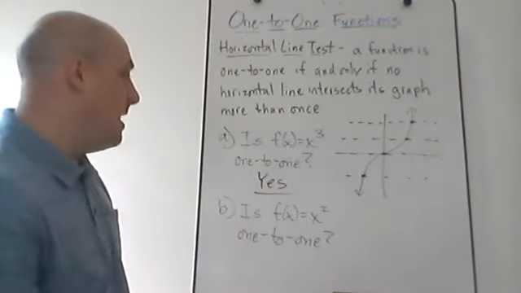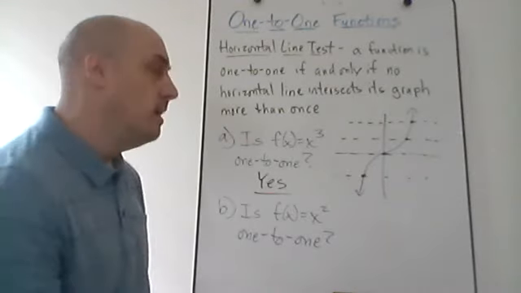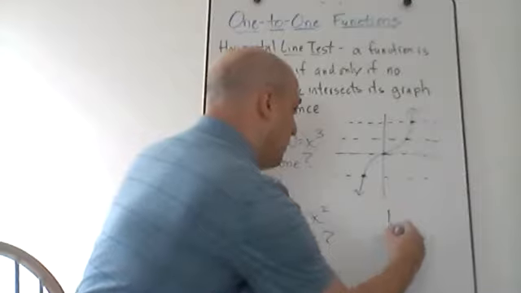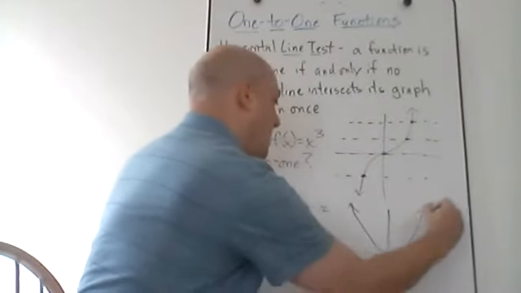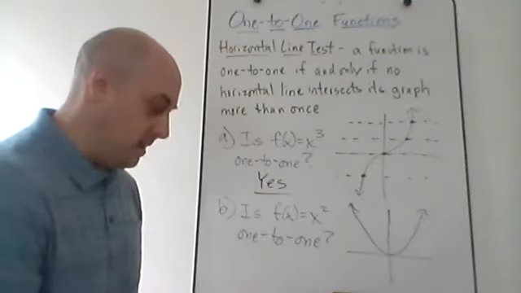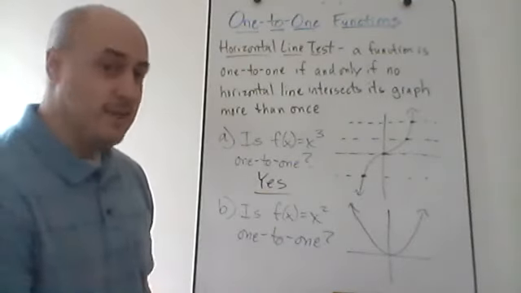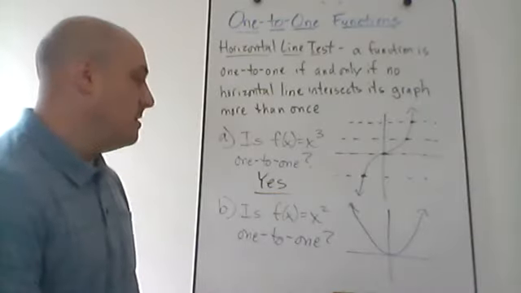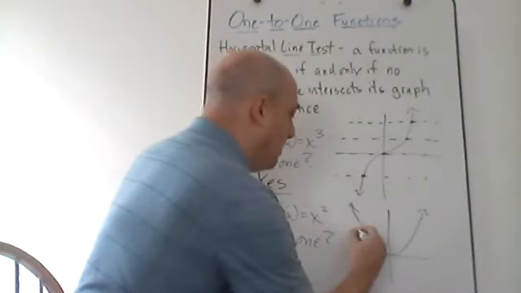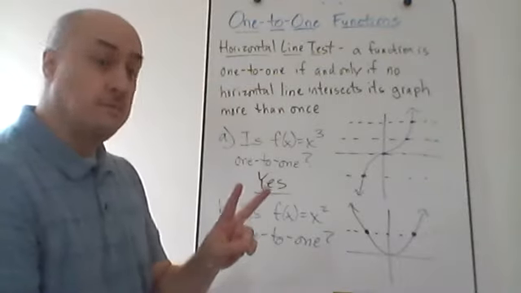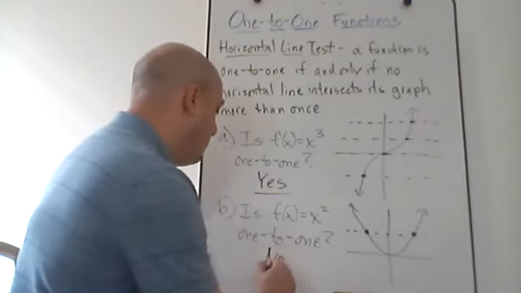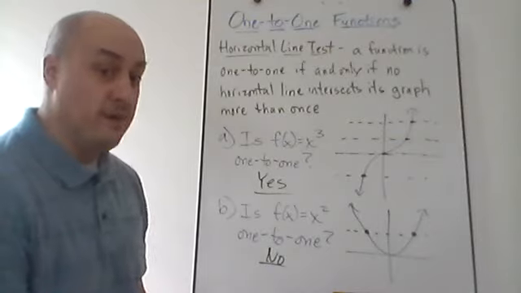Example B here is: is f of x equals x squared one-to-one? Once again, you should know what the graph of x squared looks like. That's one of the parent functions that you ought to be aware of. X squared is the parabola that looks like that. You can kind of tell just by looking at it that it's not going to be one-to-one. If I use the horizontal line test here, I only have to draw a horizontal line anywhere up above the vertex of the parabola, and I see that that horizontal line touches that graph twice. Therefore, y equals x squared is not a one-to-one function.